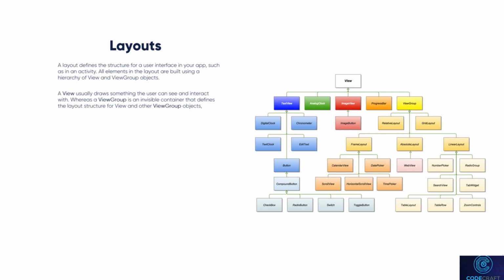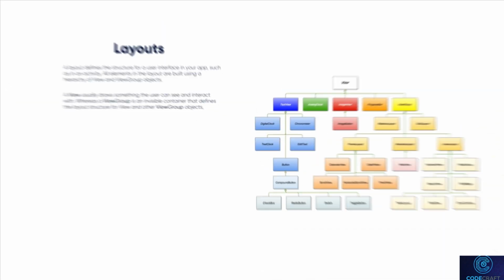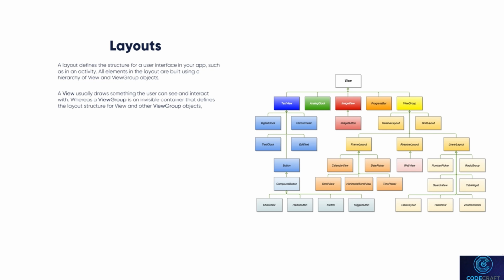Layouts serve as blueprints for how the user interface should be organized, and they help in achieving a consistent and visually appealing design across different devices and screen sizes. All elements in the layout are built using a hierarchy of view and view group objects. A view usually draws something the user can see and interact with, such as text view, button, edit text, and so on. Whereas a view group is an invisible container that defines the layout structure for view and other view group objects.